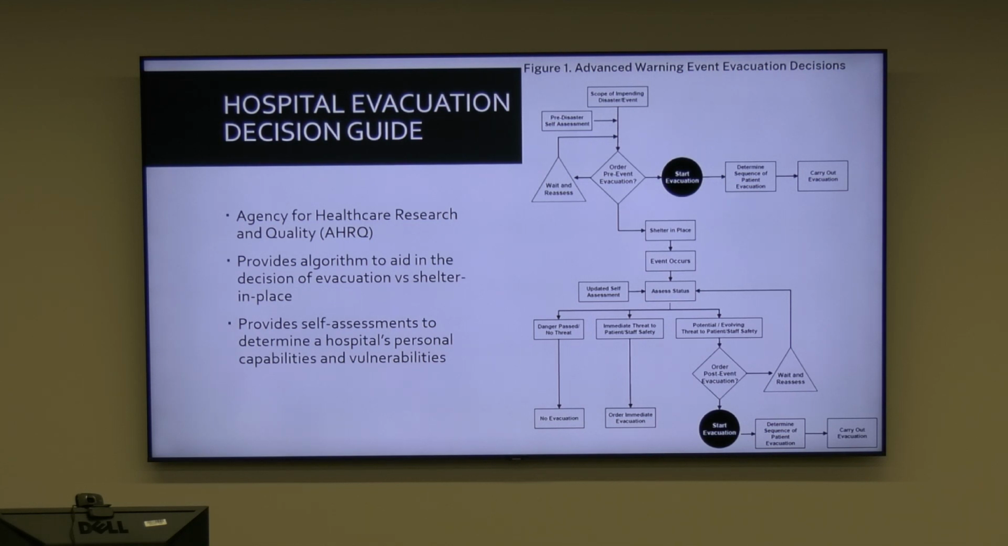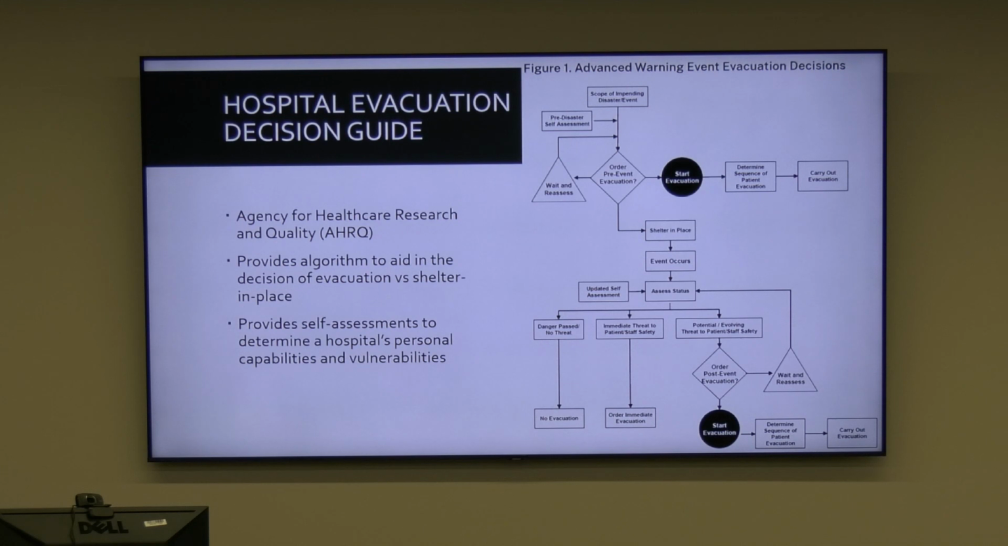So then you might order an immediate evacuation because of that immediate threat. And then there might be a potential or evolving threat to patient, staff, or safety. An example of that would be Hurricane Katrina. The hurricane hit itself and everyone felt fairly well prepared for the hurricane itself, but then once the levee broke, that would be considered a potential or evolving threat for patient or staff safety.